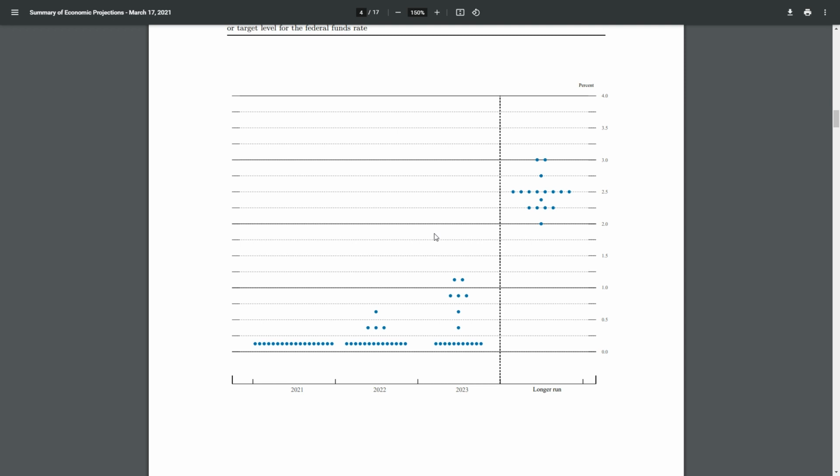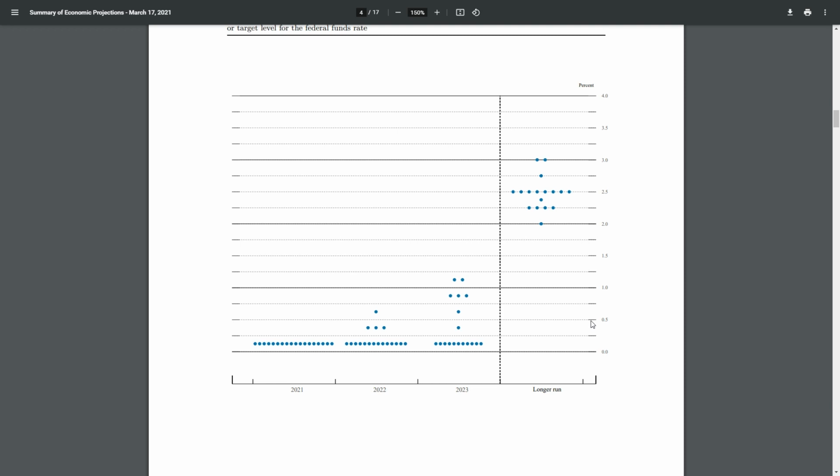So how you read this, very simple. Every one of these little dots that you see basically represents one of the FOMC members. Now, these dots are basically their forecast or their projections of the level of where they think the federal funds rate will be over the next couple of months, over the next couple of years. So looking at the March 2021 dot plot here, we have the years at the bottom, so 2021, 22, 23, and then the longer run estimates.